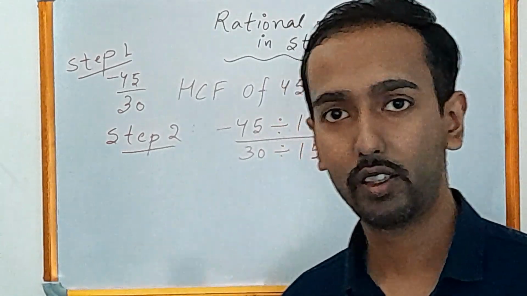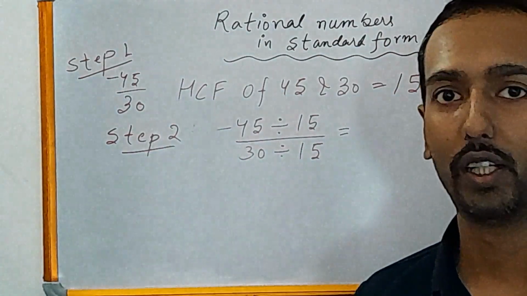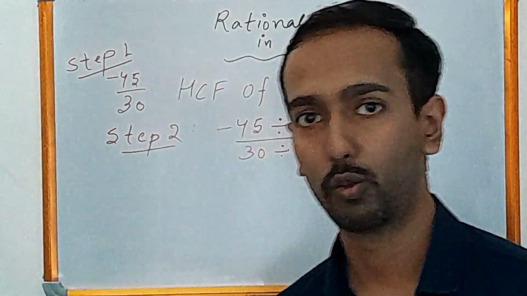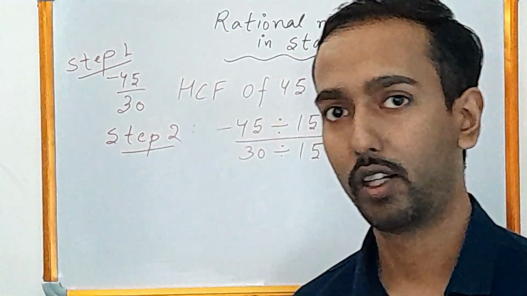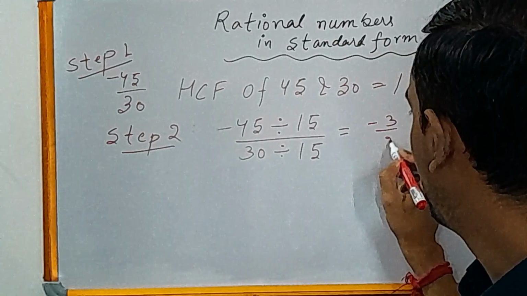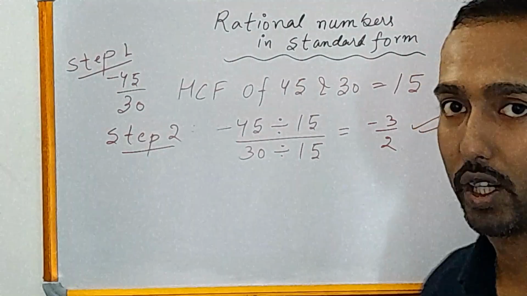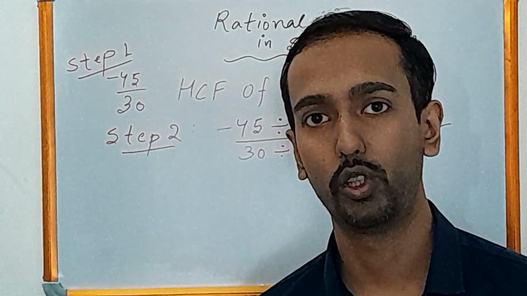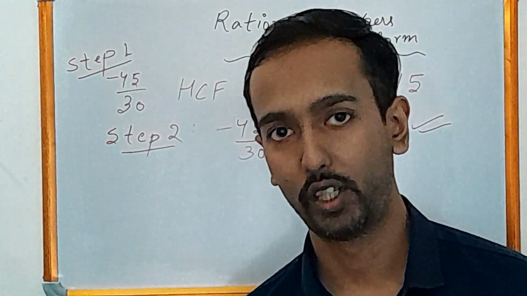So now after dividing the numerator and the denominator by the corresponding HCF, we can reduce the rational number to its standard form. So what will be our final answer? Our final answer will be minus 3 upon 2. So this will be our answer. So this is the complete process of reducing our rational number to its standard form. So let's move to the next slide.